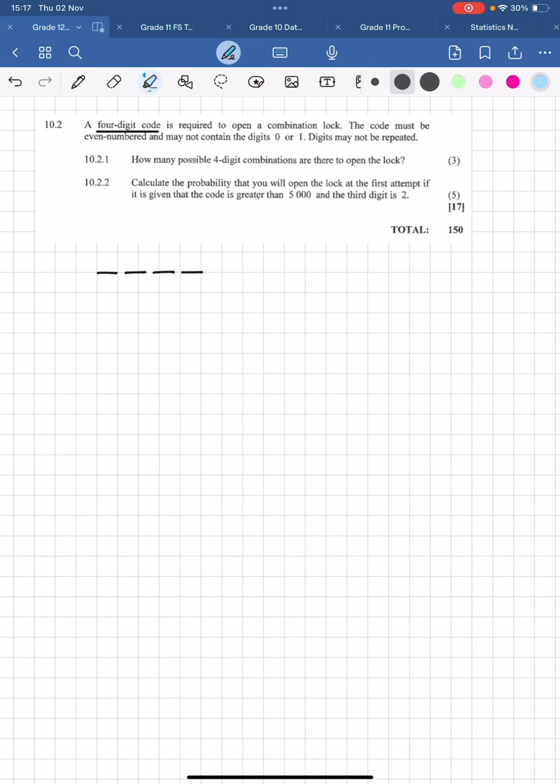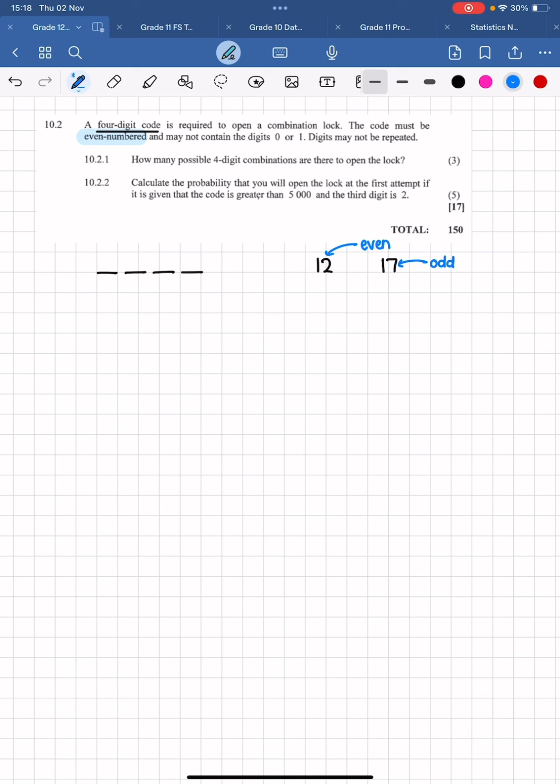Now they're giving us a number of restrictions here. The first thing that they're saying is that the code must be even numbered. Now when they say that, they mean the code as a whole, right? If you have the number 12, for example, that is an even number. If you have the number 17, that's not an even number. 12 is an even number because the last digit of that number is even. 17 is an odd number because the last digit of that number is odd.